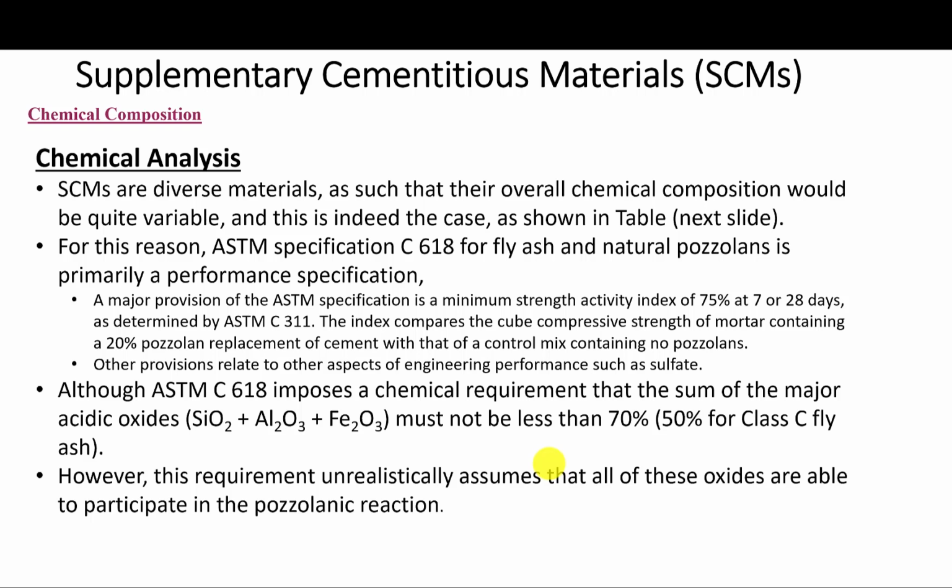Although there is a chemical requirement that the sum of the major acidic oxides, the silicon dioxide, the aluminum oxide, and the ferric oxide, must be at least 70%, or 50% for Class C fly ash. However, this requirement unrealistically assumes that all oxides are able to participate in the pozzolanic reaction. And of course, that's not entirely true because it is really determined by the reactive silica component.